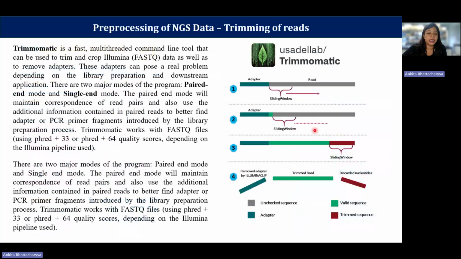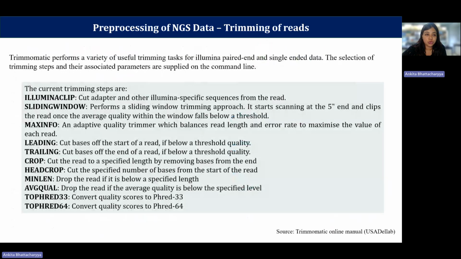I'll complete Trimmomatic and then we can pause today's class, and in fact the course for that matter. So Trimmomatic is the tool which is used for chopping up these regions of your reads. It's a multi-threaded command line tool used to trim and crop Illumina data and remove adapters. Two major modes are paired end and single end mode. Trimmomatic works with FASTQ files. And the sliding window approach is what is usually taken.